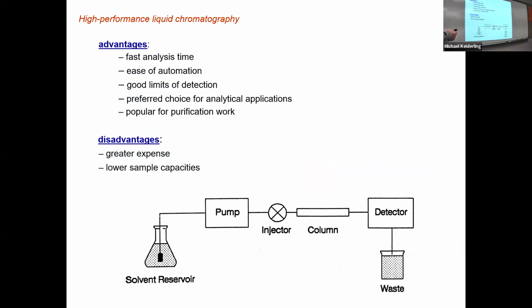So it has fast analysis time, it's easily automated, it has good limits of detection, it's the preferred choice for analytical applications, and popular for purification work. The disadvantages: it's expensive, and it doesn't have very high sample capacities compared to other liquid chromatography methods.